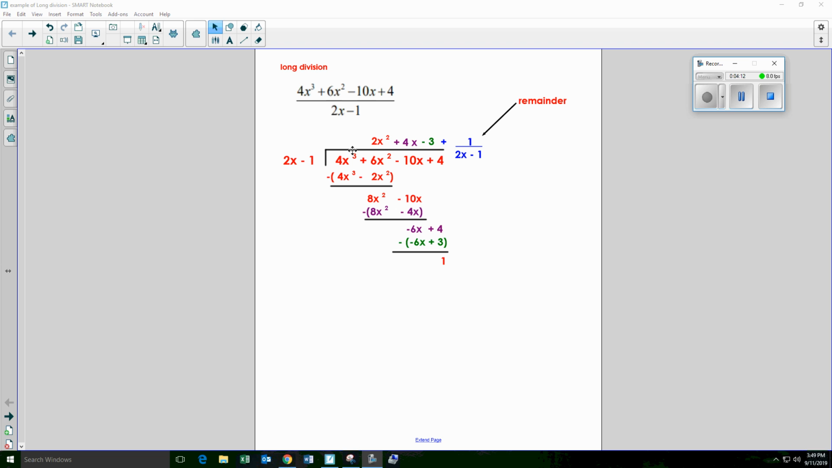So hopefully that should help you understand how to do some long division in this case. Like I said, you have to do long division if this coefficient is not 1 or if this exponent is not 1. So since the coefficient was not 1, we were forced to use long division.